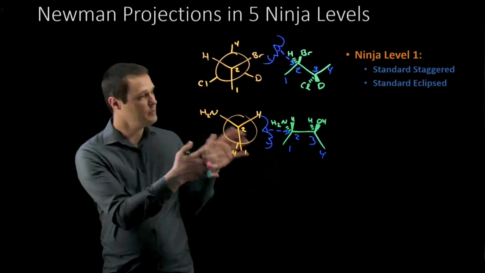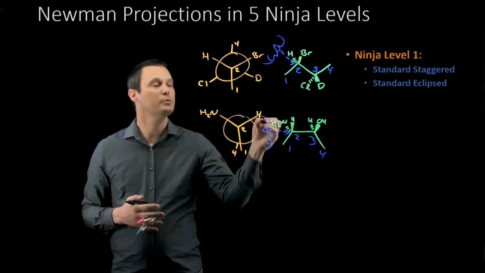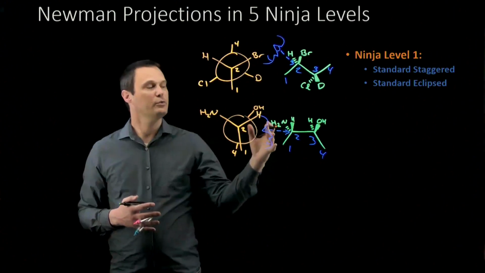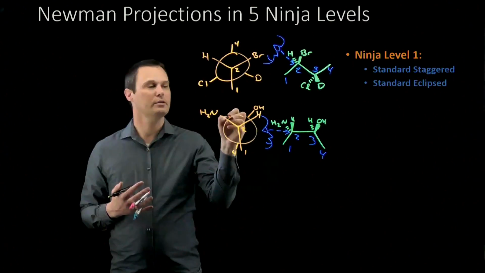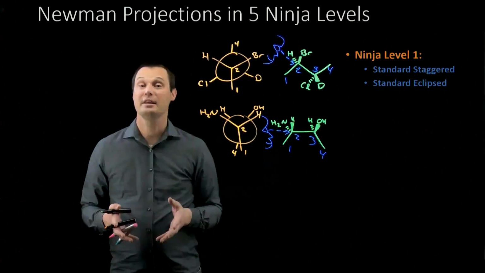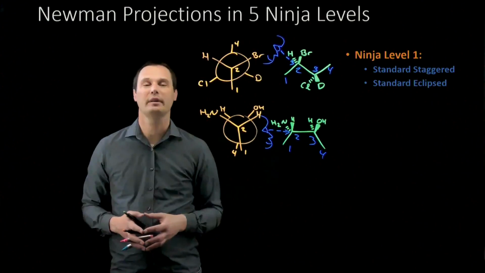If I'm looking at this molecule from the left side, that oxygen is going to end up on the right side of my Newman projection. It's going to be eclipsed with hydrogen. So again, we offset just a little bit, and here is that OH group. The hydrogen will be on the left side, eclipsed with the nitrogen. So here is that hydrogen. This is the standard eclipsed Newman projection. This is Ninja level 1 in this series. We should get pretty comfortable with drawing these types of Newman projections fairly quickly and fairly accurately.